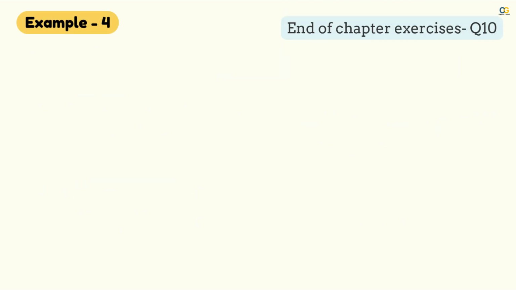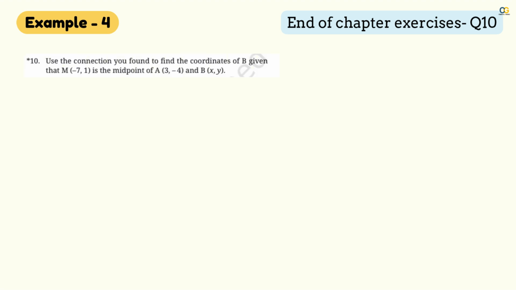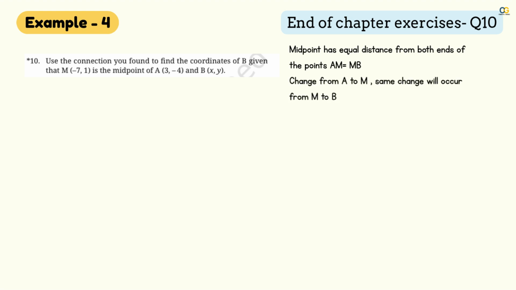Moving on to example number 10, where we need to use the distance formula to find out the midpoint. So using the concept you learned, find the coordinates of B given that M (minus 7, 1) is the midpoint of A, which is (3, minus 4), and B is given by (X, Y). So how do we find the coordinates of X, Y? If M is the midpoint, it has equal distances from both ends. That is, AM will be equal to MB. And the change from A to M, the same change will occur from M to B.